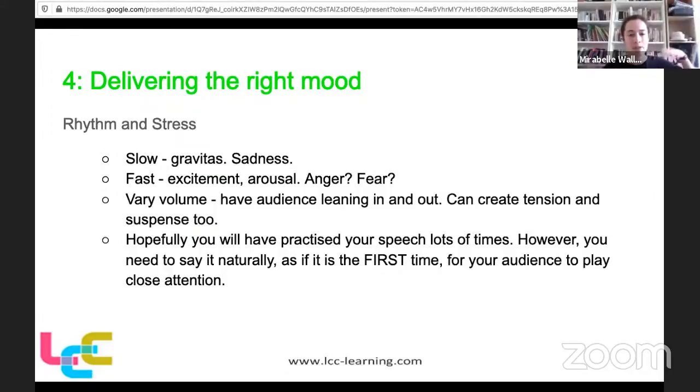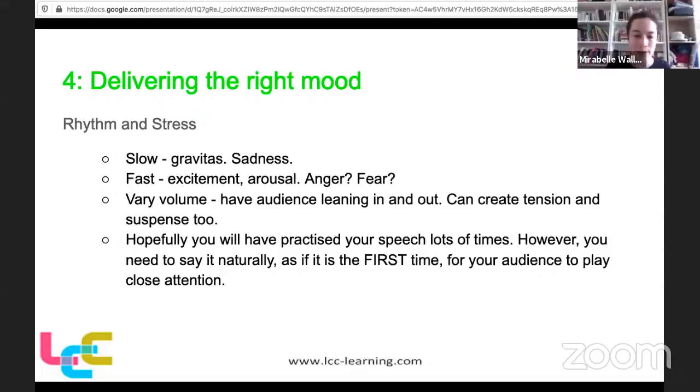Vary the volume. So you want to have your audience leaning in and out. You don't want to just speak in a monotonous volume the whole way through because it's not very pleasant to listen to. If you vary it so that sometimes you speak loudly, sometimes you speak quietly, you'll have your audience listening more carefully, and you can create tension and suspense.